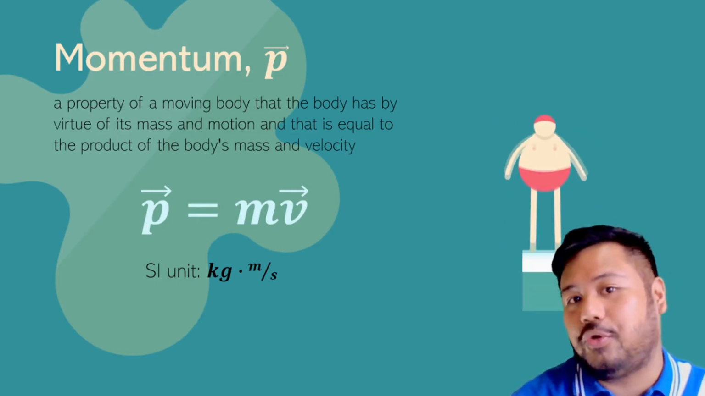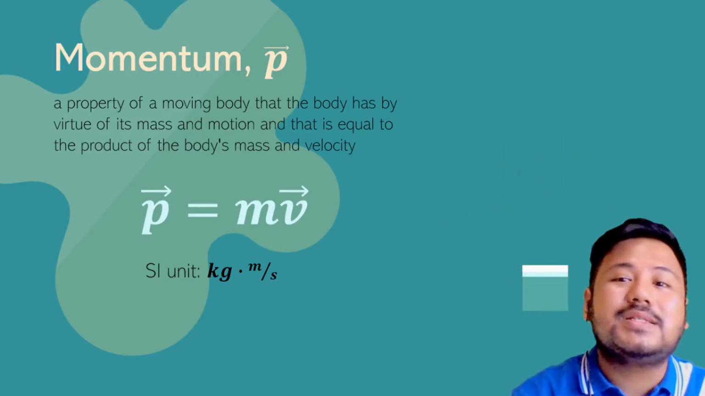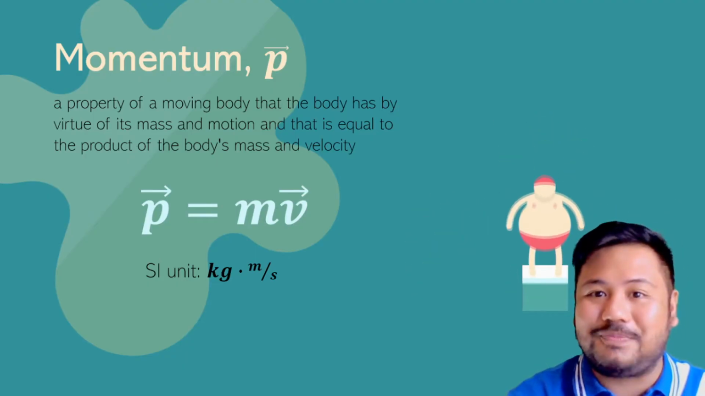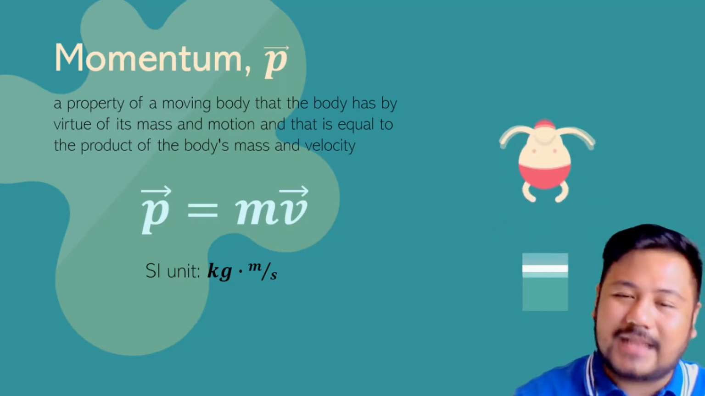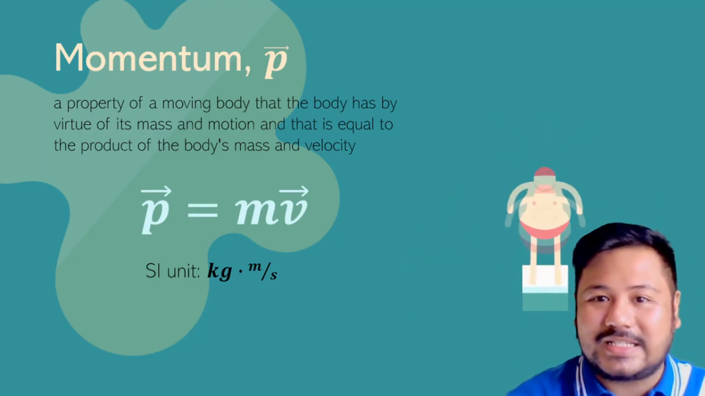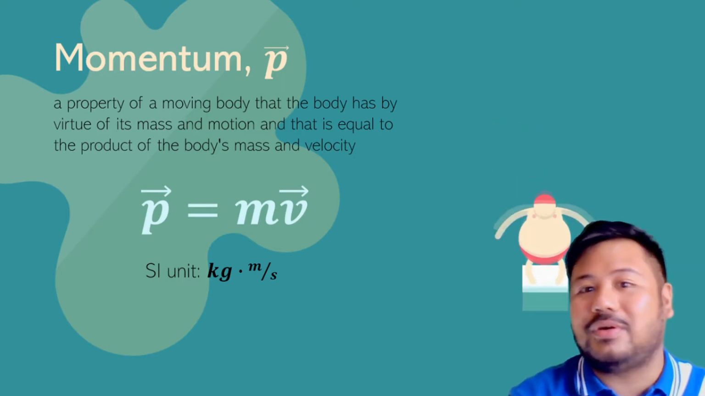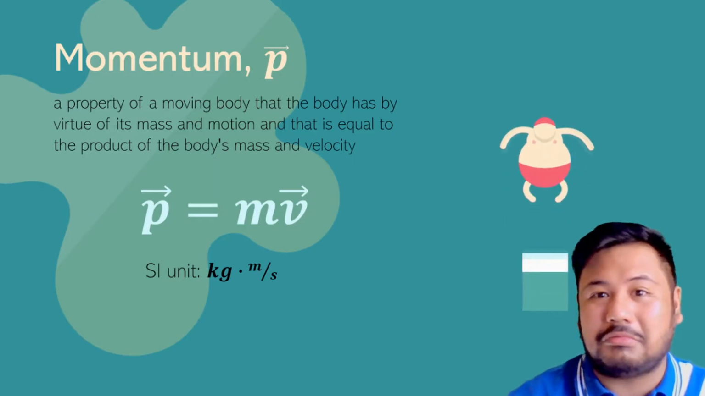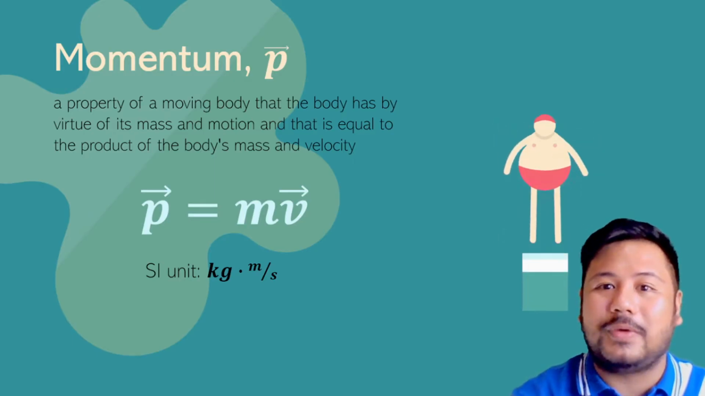The SI unit for our momentum is kilograms times meters per second. Take note, we could only use this equation p equals mv if our mass is in kilograms and our velocity is in meters per second. And please don't forget about the directions of your velocity. It could be moving to the right, to the left, up, or going down.